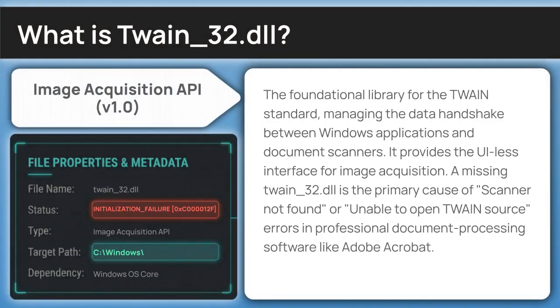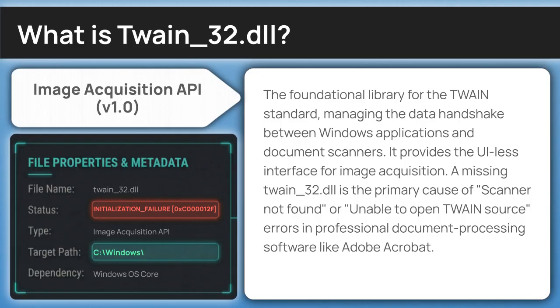This is the Twain 32, the foundational library for the Twain standard, managing the data handshake between Windows applications and document scanners. It provides the UI-less interface for image acquisition. A missing Twain 32 DLL is the primary cause of scanner not found or unable to open Twain source errors in professional document processing software like Adobe Acrobat.